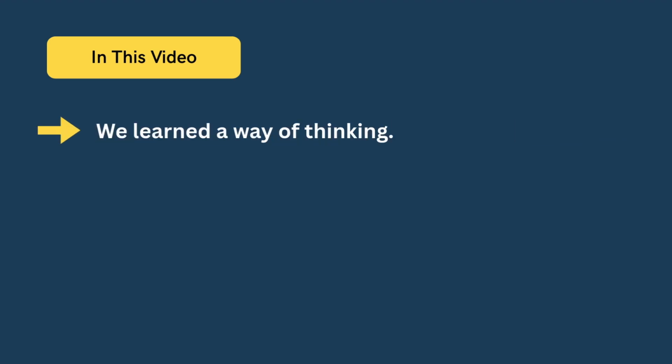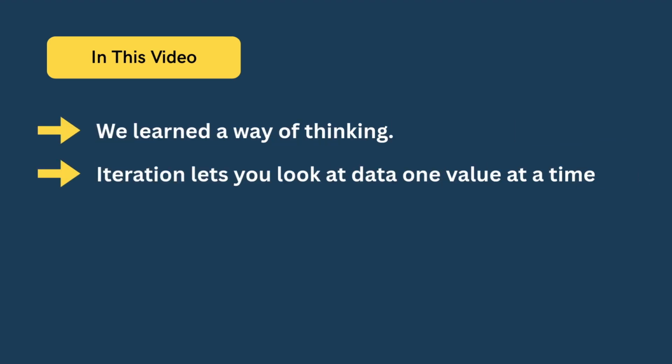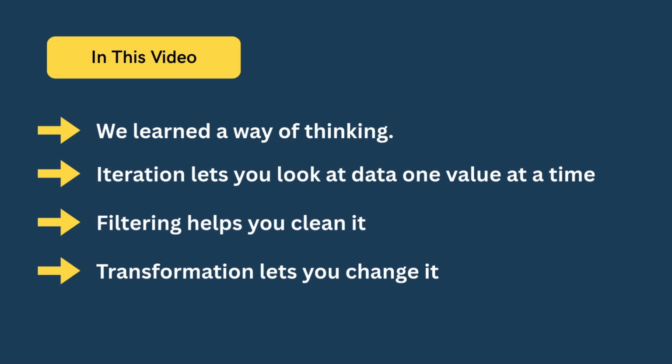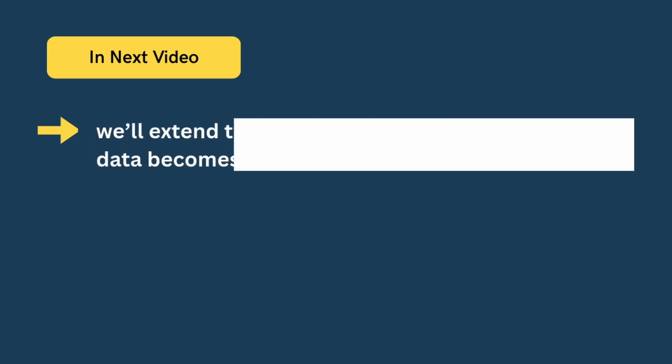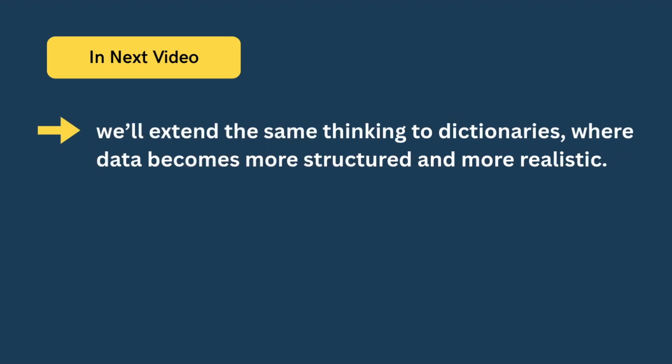In this video, we didn't just learn list syntax, we learned a way of thinking. Iteration lets you look at data one value at a time. Filtering helps you clean it. Transformation lets you change it. Before moving on, try this on your own. Write one function that filters a list, then pass its output into a function that transforms it. Next, we will extend the same thinking to dictionaries, where data becomes more structured and more realistic.